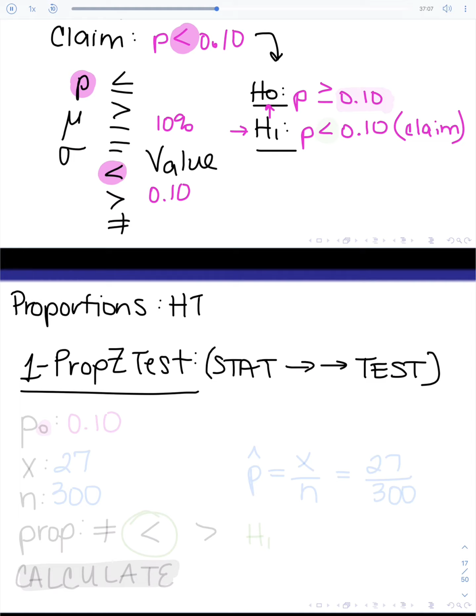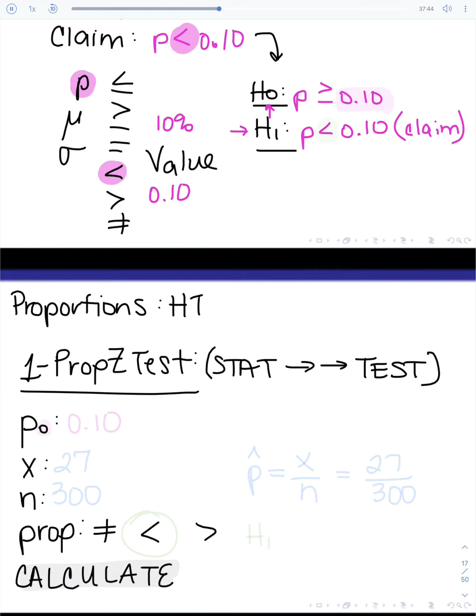So the first thing that the calculator will ask for is the P0. It will also ask for an X, an N, and it will also ask for, with respect to the prop, one of the following symbols, either a not equal to, a less than, or a greater than. A less than or a greater than that we'll have to choose between. And then at the very end, it tells us to calculate.